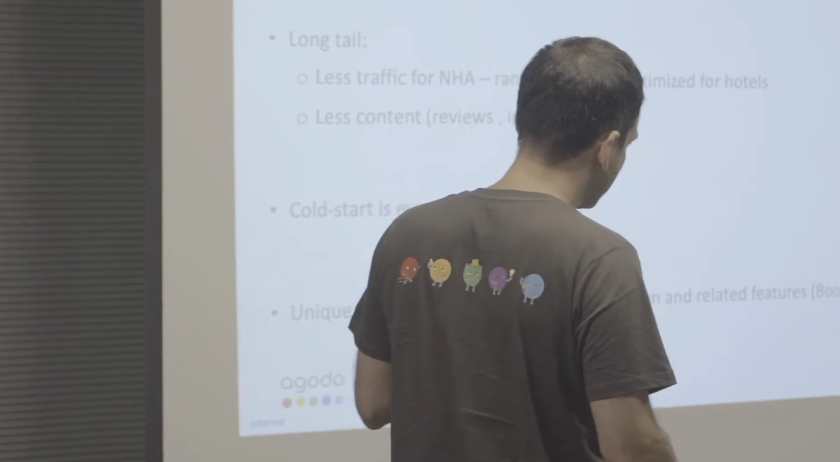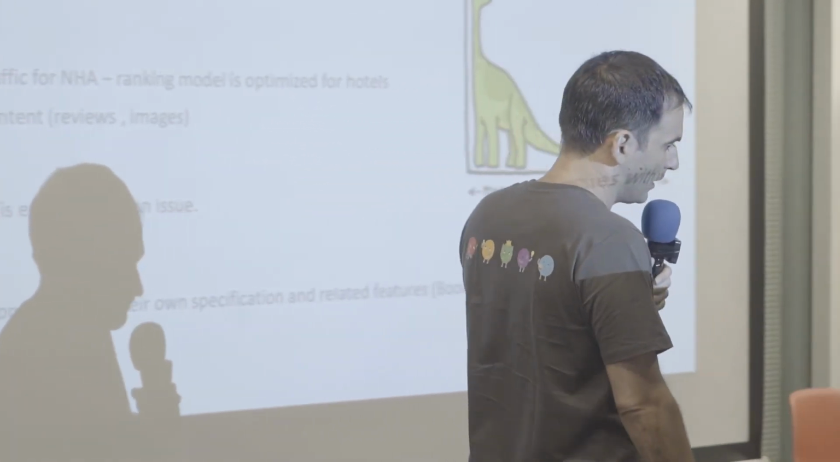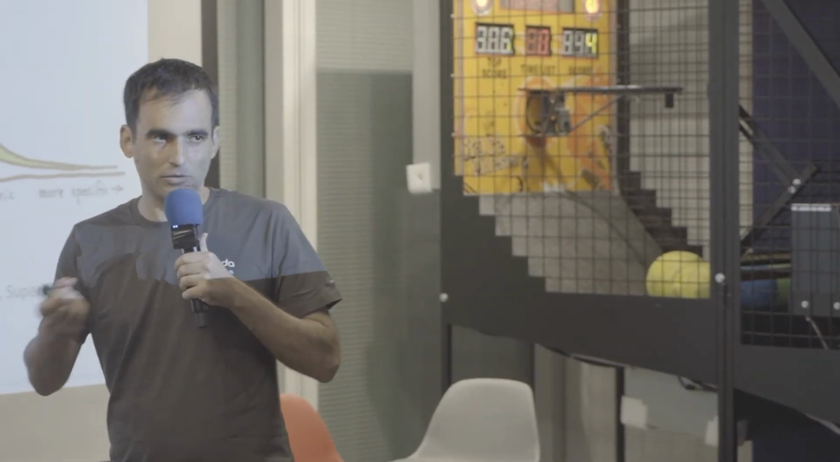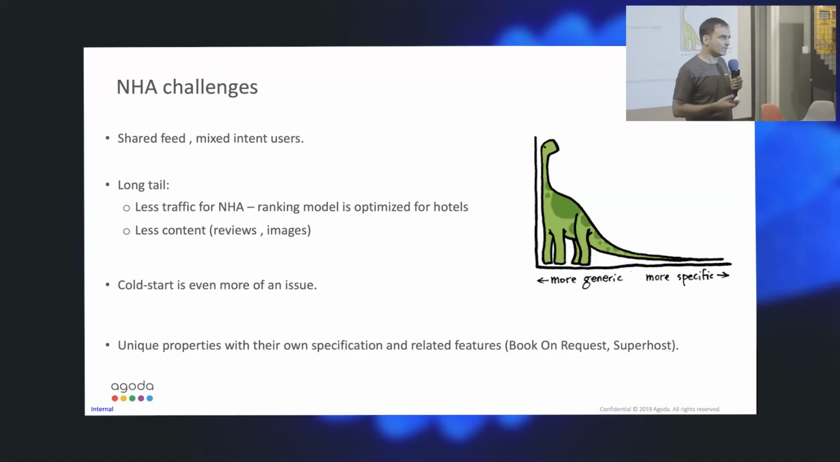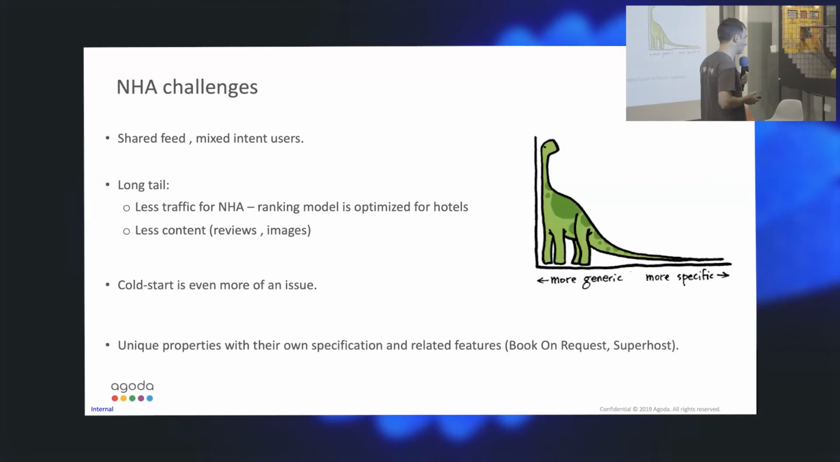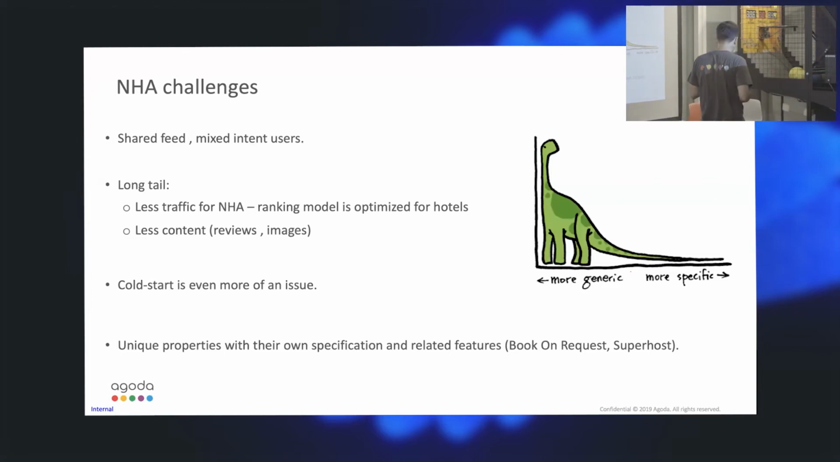And another thing is it's a different world. For example, when you book a hotel, usually the booking is instant. You get a confirmation to your email in a minute. In homes, it's not the same. Sometimes the owner would like to approve you, would like to see your rating or whatever. So it's not an instant transaction. This is what we call book on request.